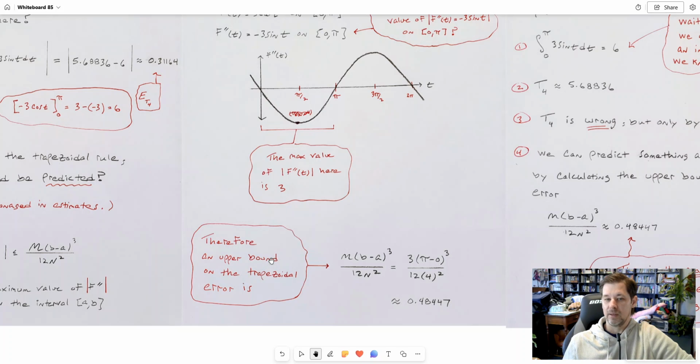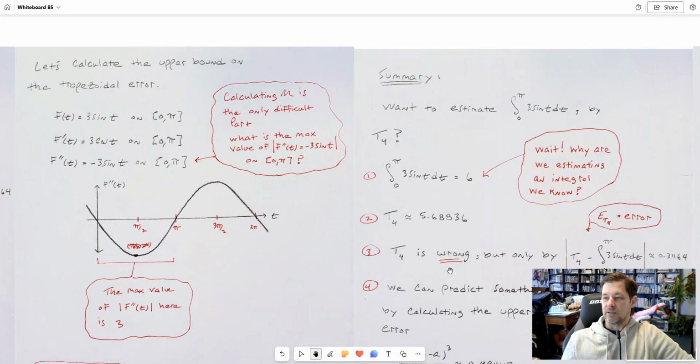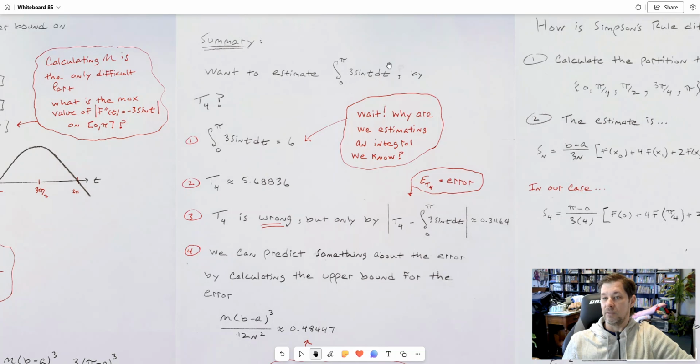Okay, now let's give a summary of that, because there were lots of things working together here. I wanted to estimate the answer to this integral by the trapezoidal rule with 4 trapezoids or 4 subintervals. The actual answer to that integral was 6.